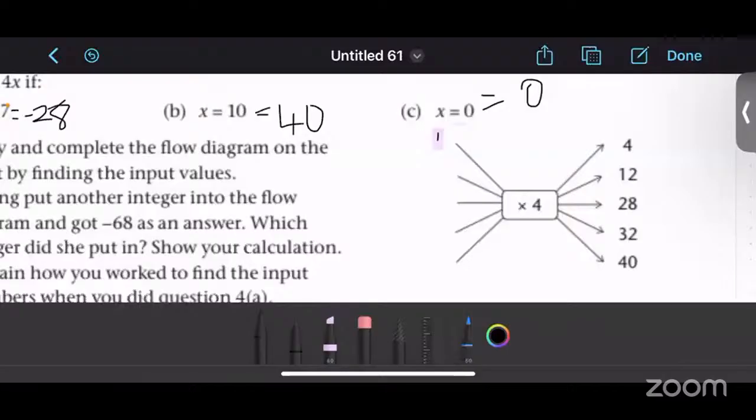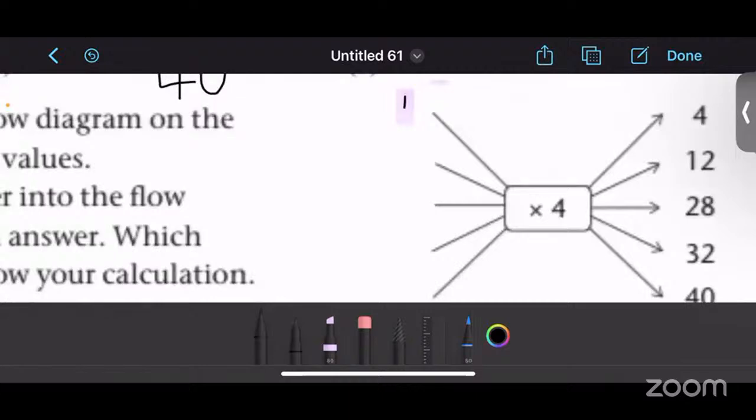And then for the second one, 12 divided by 4 equals 3. So you're taking the output and you divide it by the rule. Yes, ma'am, 12 divided by 4 is equal to 3.